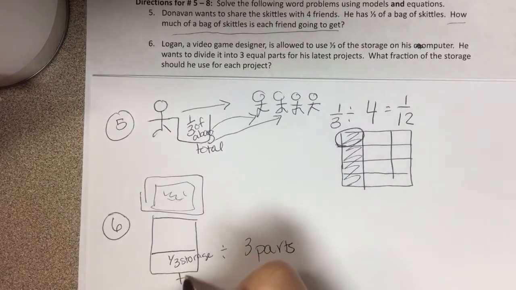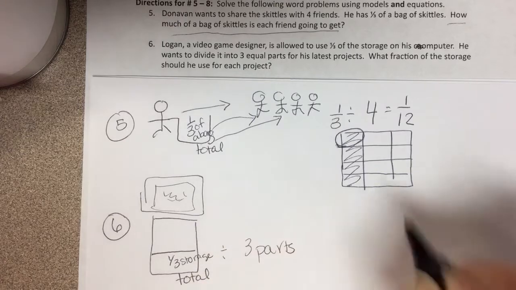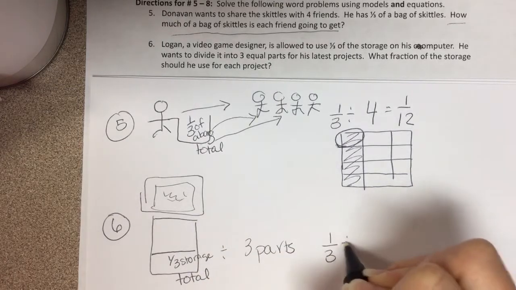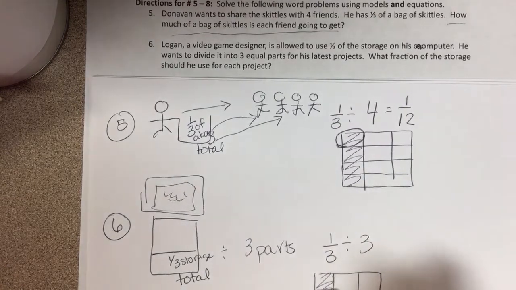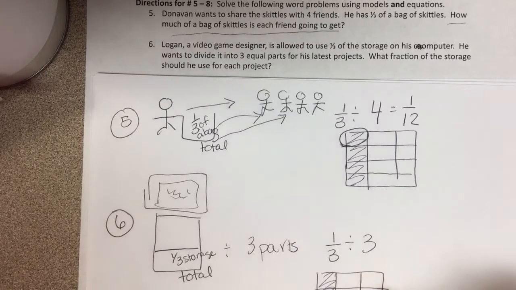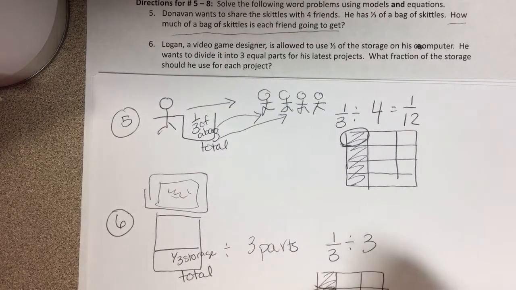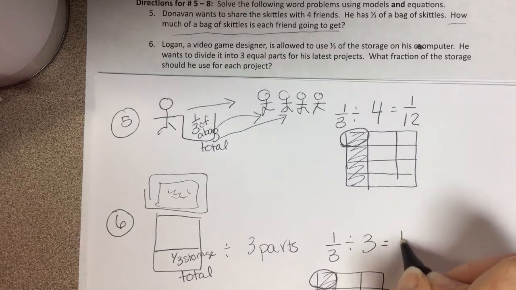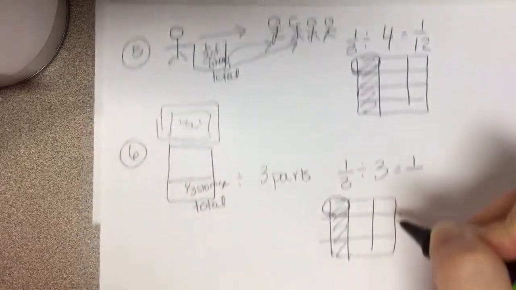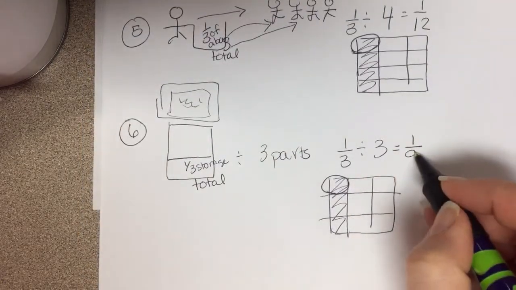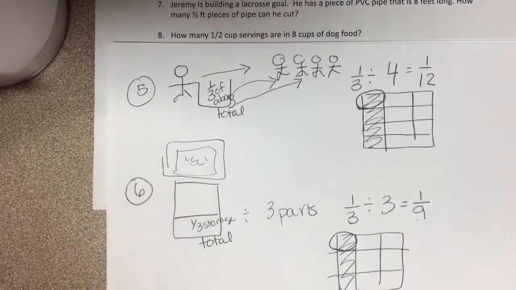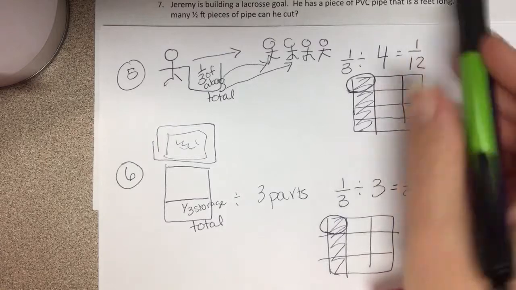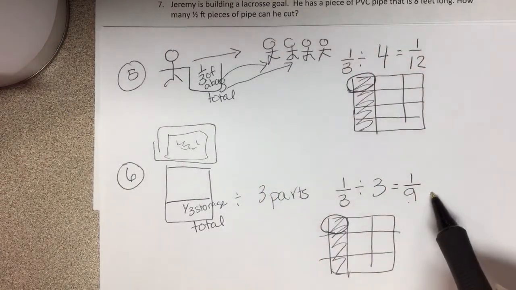So this is the total. This is what he's starting with. So I have to take a third and divide it into 3. So let's take a third and let's divide it into 3. What fraction of storage should you use for each project? This is for the first project. And now I have a total of 9 boxes. Start with a fraction, end with a fraction. So what fraction of the storage should you use for each project? 1/9.